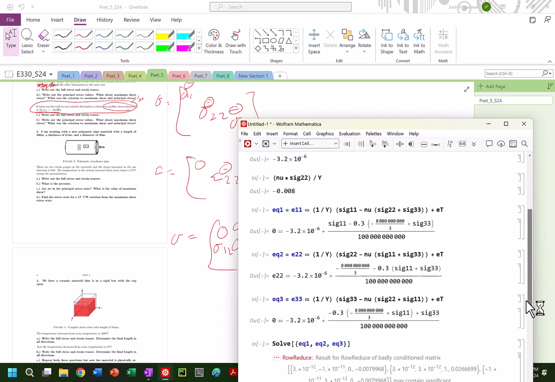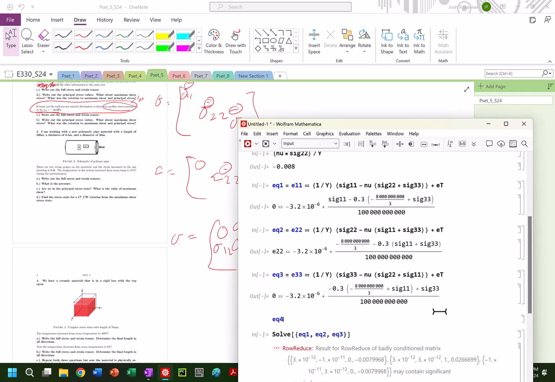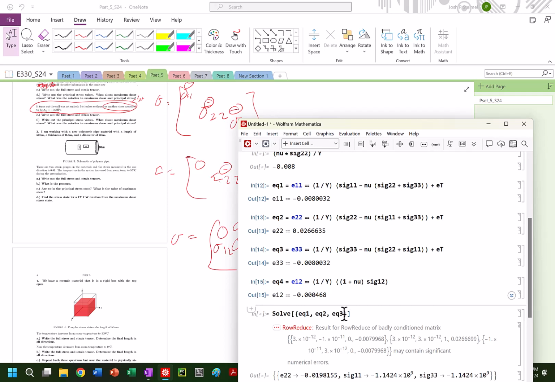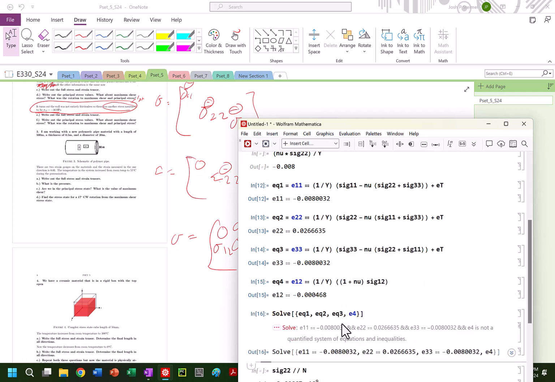We're going to have one more equation here, EQ4, where the strain in the 1, 2 is set equal to 1 over Y times basically 1 plus nu times sig 1, 2. So we could have that. So now we have equations 1, 2, 3, and 4. Let's find my mouse. We're going to shift enter all of those. And we're going to solve for the 4 equations, even though they're already solved there.